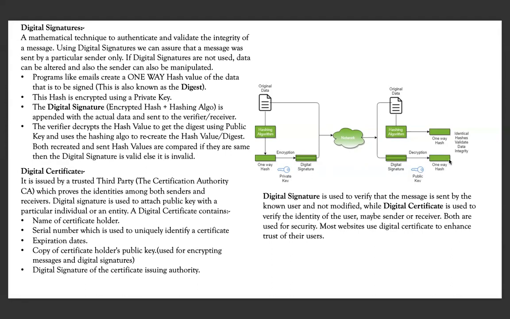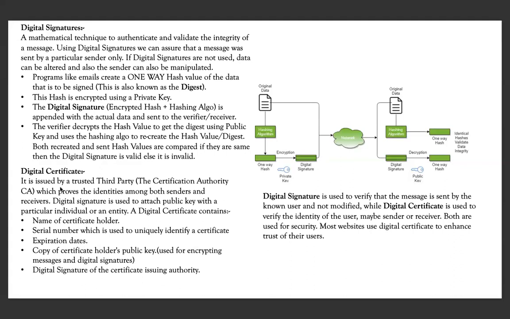So I will get this one-way hash value. And then I also have the original data and the hashing algorithm. I'll apply the hashing algorithm to the original data and get a one-way hash value. Now, if this hash value is equal to the hash value which I just decrypted, that means the data can be trusted. So this is how a digital signature is maintained.